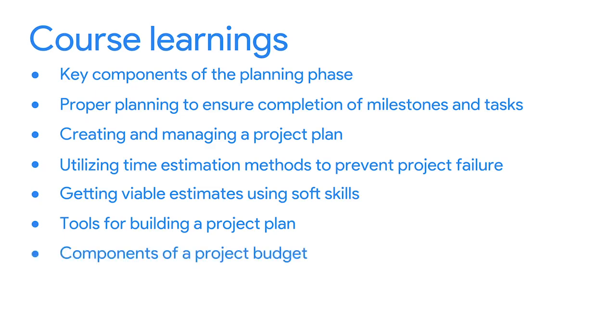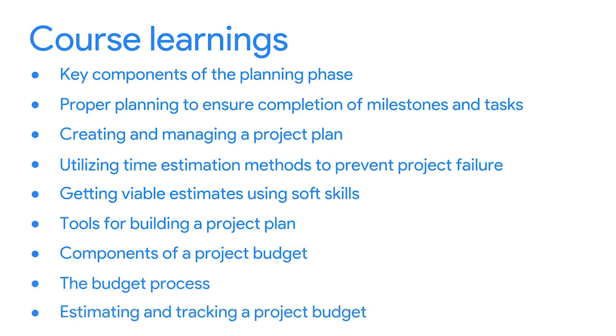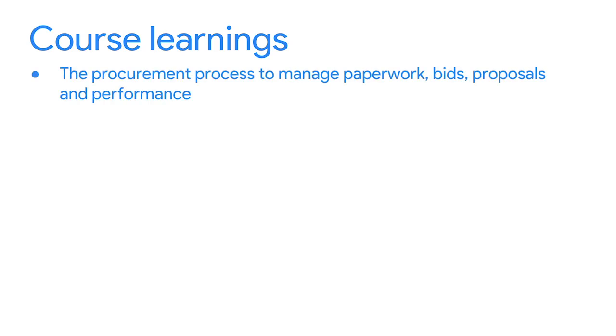Then, you learned what the components of a project budget are, how the budget process works, and the concepts behind estimating and tracking a project budget. And we discussed how the procurement process flows to manage paperwork, bids, proposals, and performance.